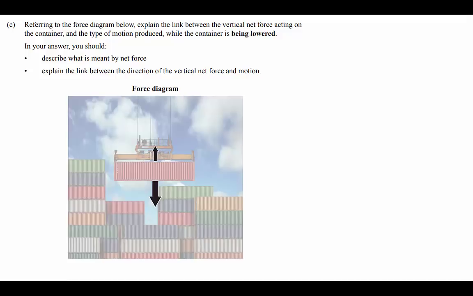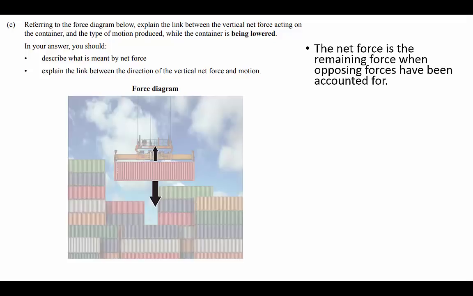Okay, and in part C we've got the force diagram below. Explain the link between the vertical net force acting on the container and the type of motion produced while the container is being lowered. So we've got to describe what is meant by net force and explain the link between the direction of the vertical net force and motion. So the first bullet point, and I'd always recommend that you tick off each bullet point as you do it, just to make sure you're keeping track of what's been done and you're checking that you haven't missed anything at the end. The net force is the remaining force when opposing forces have been accounted for.